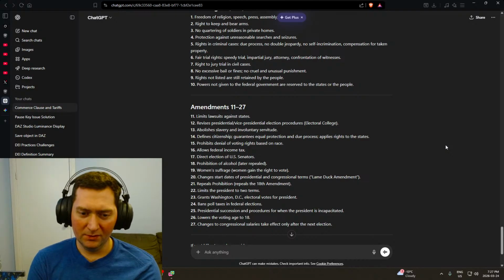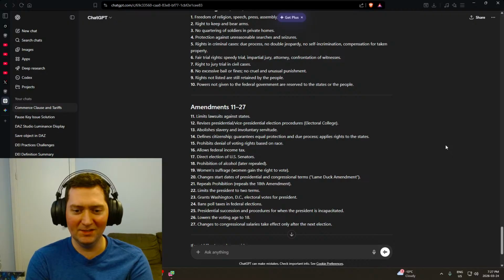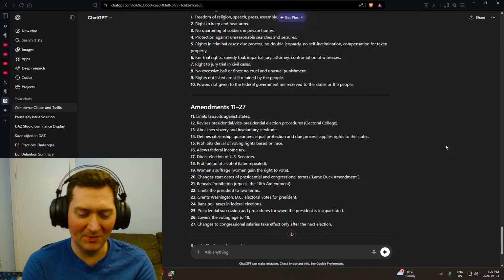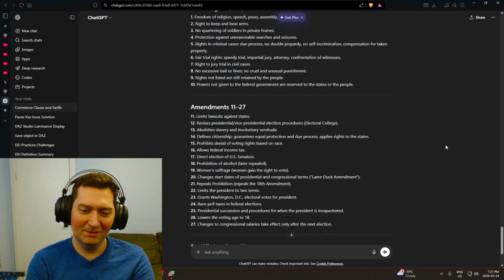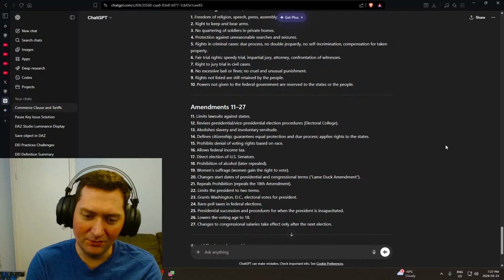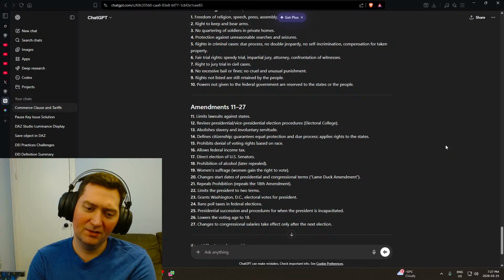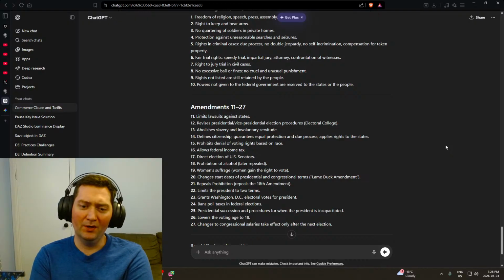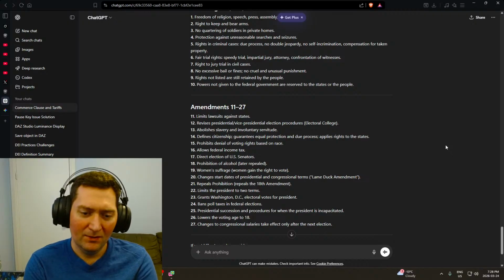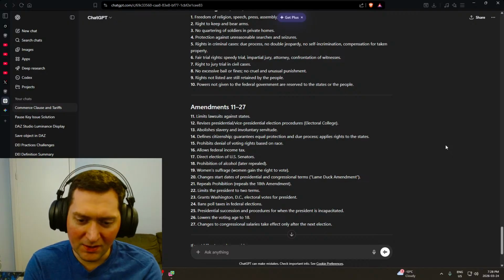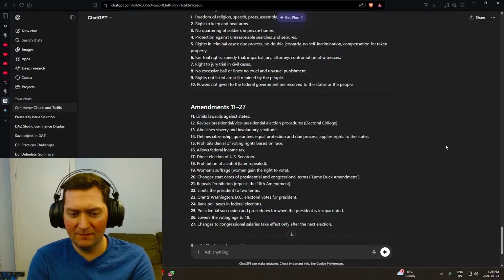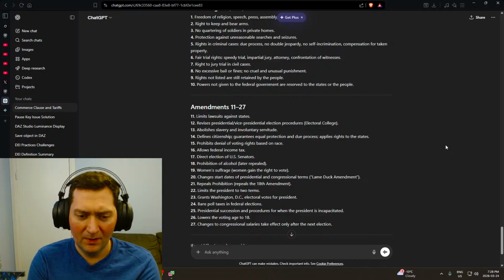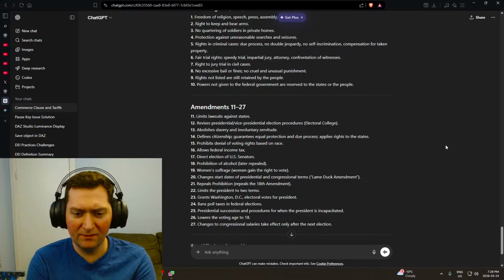21, repeals prohibition, repeals the 18th Amendment. 22, limits the president to 2 terms. So that was an original part of it. That's something that's been amended in later. 23, grants Washington, D.C. electoral votes for president. 24, bans poll taxes in federal elections.